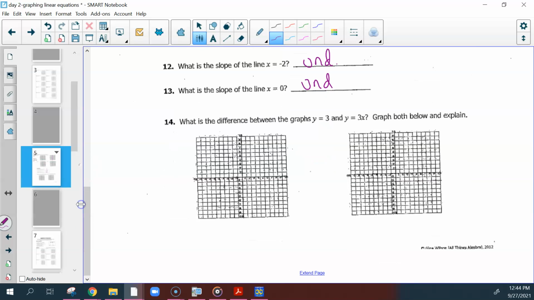I'm going to draw in these two graphs, and then we're going to talk about what is different between the two.